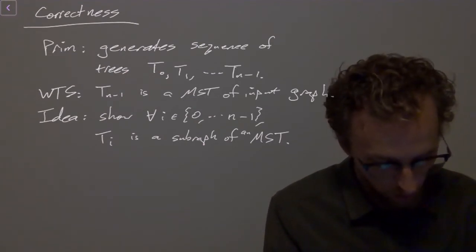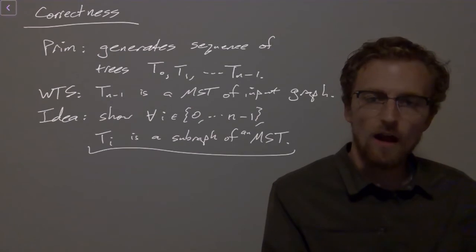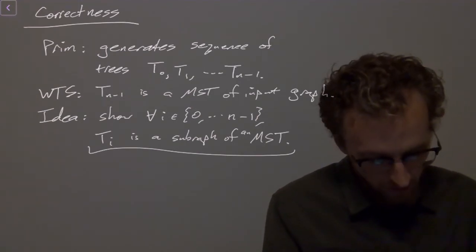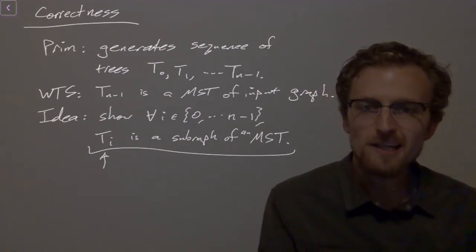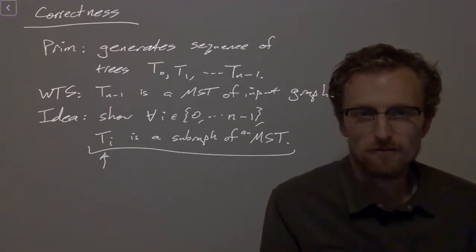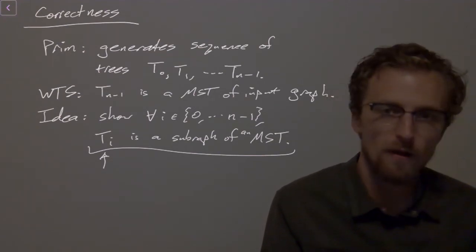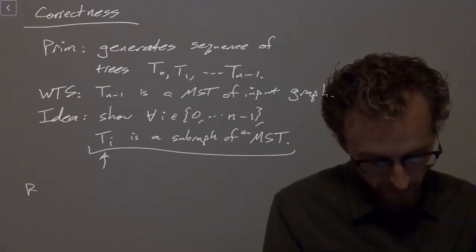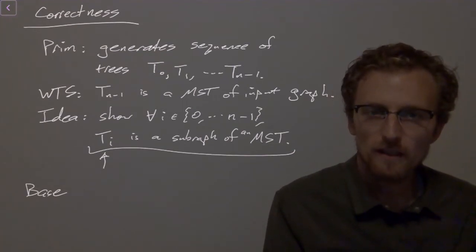We're going to try to show that at every step, the tree that we have here is a subgraph of an MST, and we're going to use an inductive argument. Anytime you have a proof that you want to make about a sequence, you're going to use induction. That's your tool. That's what you have available to you. And so, how does induction work? Well, we have to establish a base case, and then we have to state and prove the induction step.